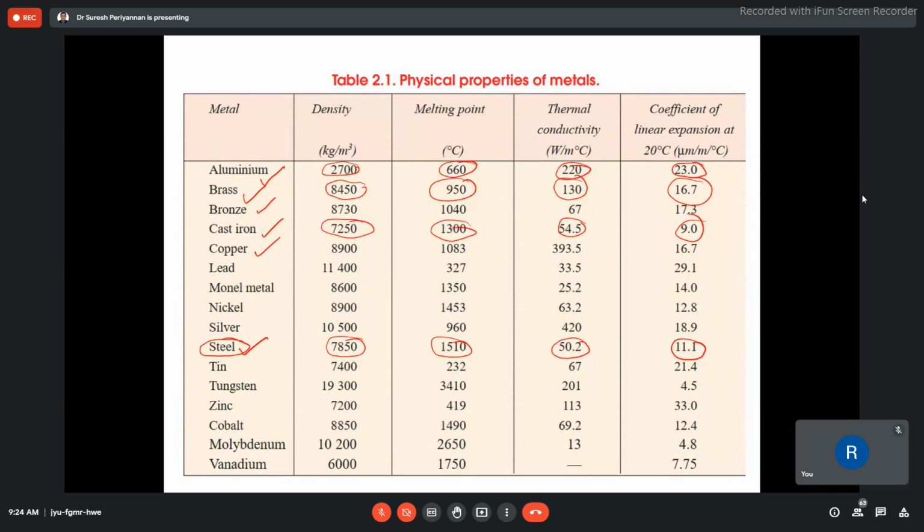Now the last one, you see the tungsten. Sorry, earlier I told 10,900 kilogram per meter cube. Sorry, the tungsten density is 19,300 kilogram per meter cube. See the melting point, 3,410 degrees Celsius. Now the coefficient of thermal expansion is very low. If you see, the aluminum coefficient of thermal expansion is very high compared to tungsten. But why are we using aluminum alloys in the ICE engine instead of using tungsten? Can anyone tell a reason?